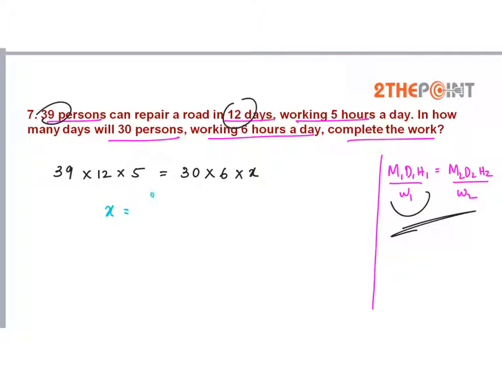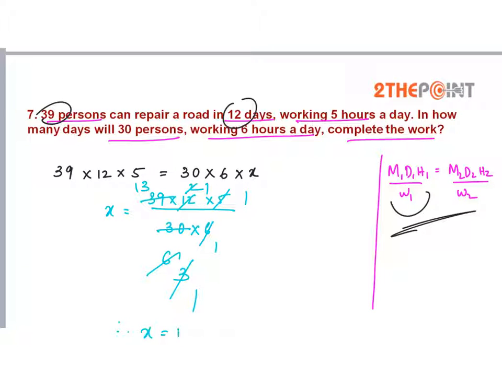x equals 39 into 12 into 5 divided by 30 into 6. 6 1s are 6, 6 2s are 12, 5 1s are 5, 5 6s are 30, and 2 1s are 2, 2 3s are 6, and 3 1s are 3, 3 13s are 39, and therefore x equals 13 days. Therefore 30 persons take 13 days working 6 hours a day to complete the work.